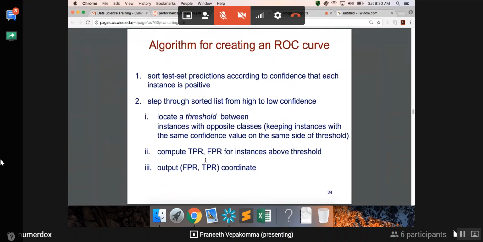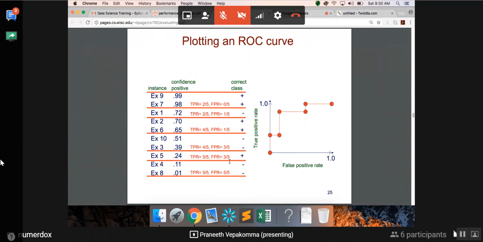So that is the ROC curve. This is, again, pseudocode for creating the ROC curve. You choose different thresholds. For each threshold, you compute TPR and FPR. You output that as a plot, basically.